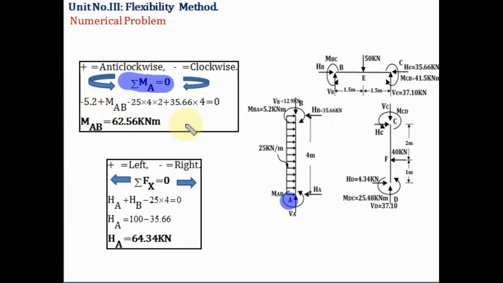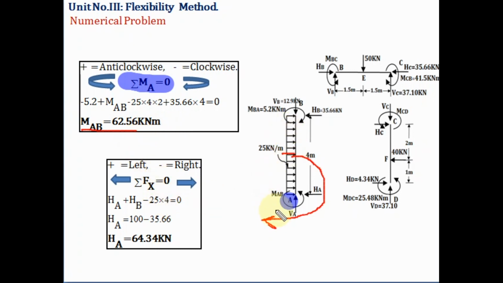So minus 5.2 plus MAB. MAB is this moment acting in anti-clockwise direction, positive. Then this UDL will act in clockwise direction, so minus 25 into length 4. This will be the force, and the distance is 4 divided by 2, that is 2. Then 35.66. Here HB is towards the right, so for BA it should be towards left, equal and opposite. So 35.66 into length 4. If we solve this, we'll get the moment in member AB as 62.56 kilonewton meter.